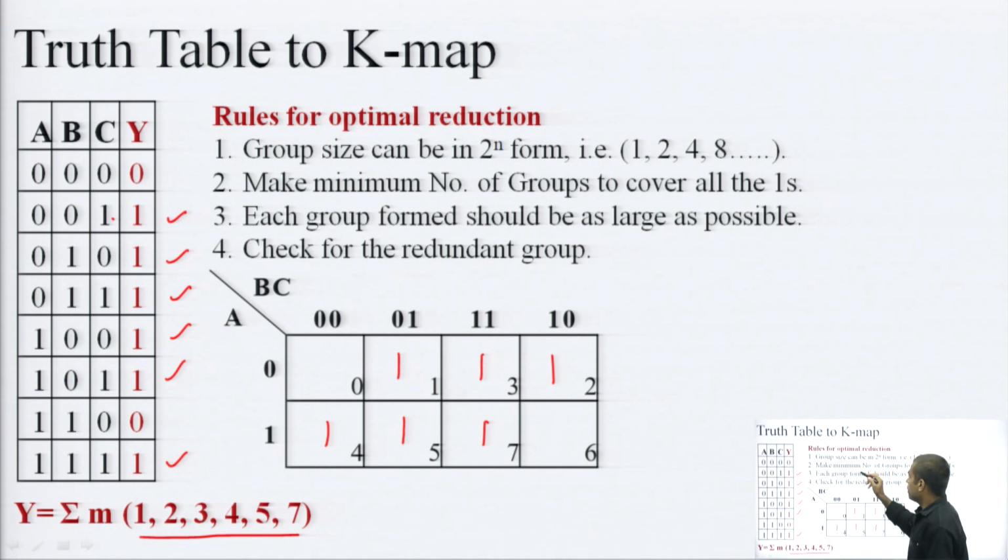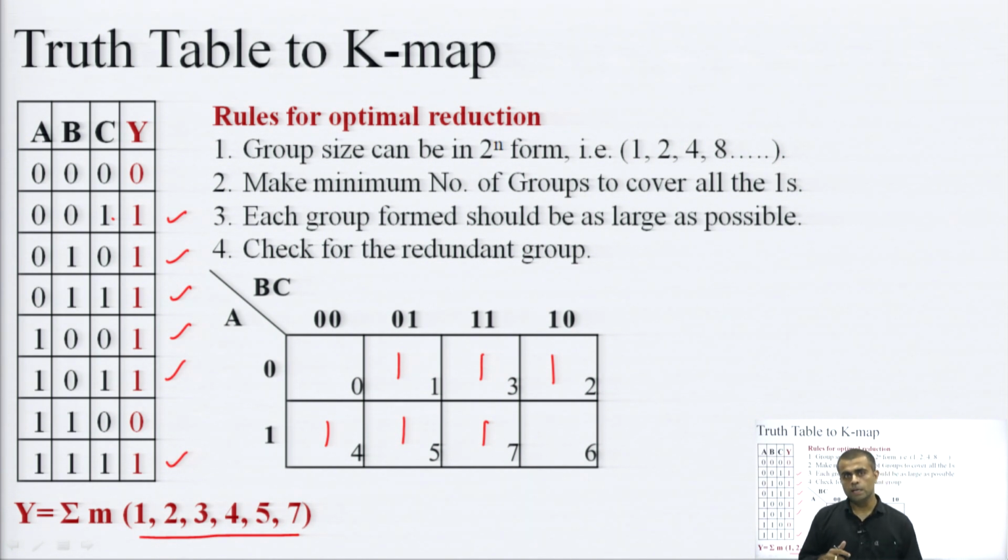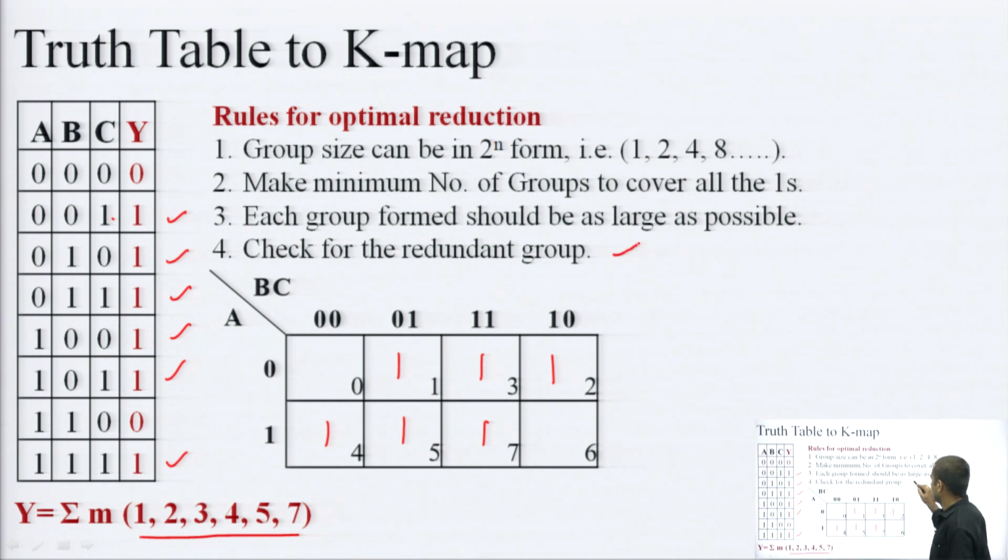I have to make the minimum number of groups to cover all possible minterms or all possible high entries. The third thing is, each group should be as large as possible. That means, if I have an option to make a group of 2 ones or 4 ones, then I will prefer 4 ones, because it has larger size. Larger size has its own advantage, which we will cover in the next slide. For the time being I have placed these ones, and this fourth rule is checking for the redundant group.